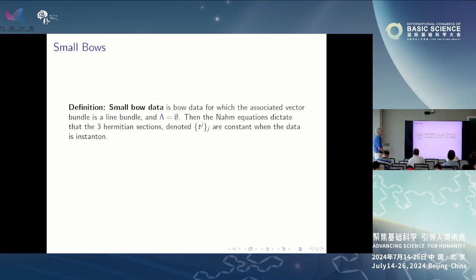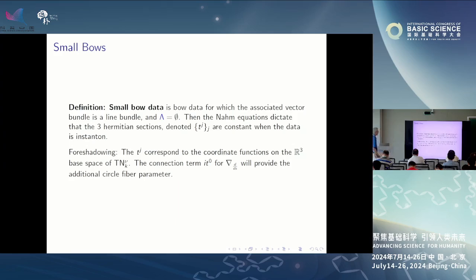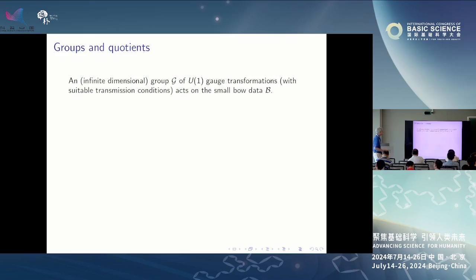So the Tjs are constant, and then additionally, that would tell you they're constant on each interval, but the constraints on the boundary data also tell you they're constant across the intervals too. So they're constant overall. And just some foreshadowing, you can think of the Tjs as giving you coordinate functions on R3. And you can think of the connection term iT0 for the nabla d/ds to give you an extra circle fiber parameter. And those later on will essentially be constructing our tau nut for us.